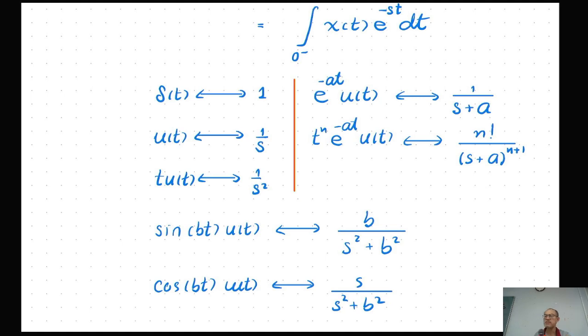In fact, the variable s there has a unit of radians per second. So that's why we call it frequency shifting, because s, the variable s, the unit of s is radians per second. So we're shifting s, so that's why we call it frequency shifting.